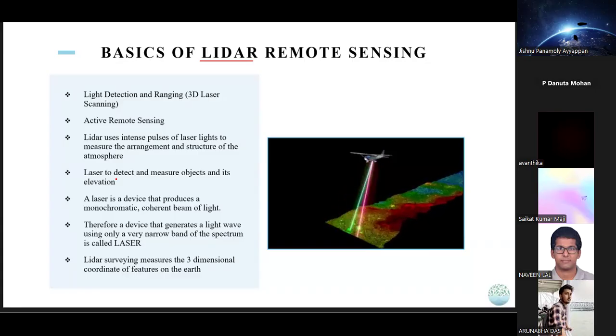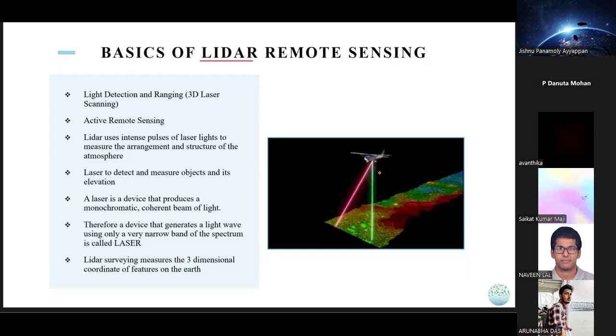Before LiDAR remote sensing came into the picture, we used to use laser scanners, and the sole purpose of using lasers was surveying. So this LiDAR technology is new. It uses laser-based remote sensing technology.